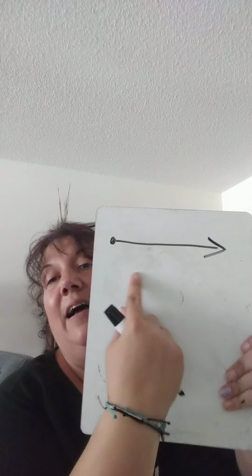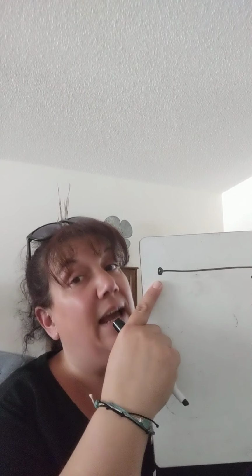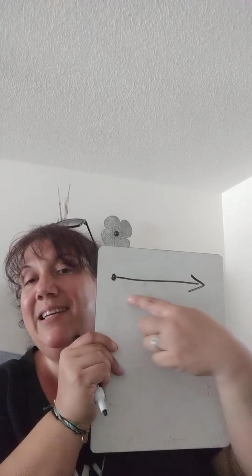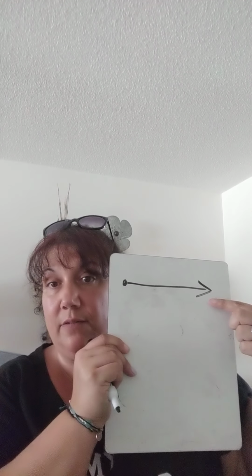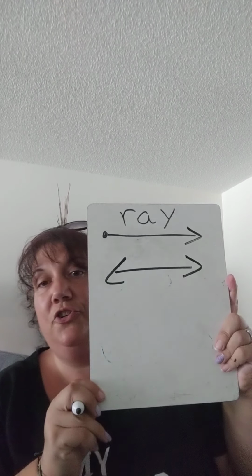Okay. When you have an endpoint with a line and an arrow, that means the line stops right here because the endpoint means it stops. However, it keeps going in one direction. This is called a ray. A ray goes in one direction. A line has two arrows, and that means it keeps going and going and going.